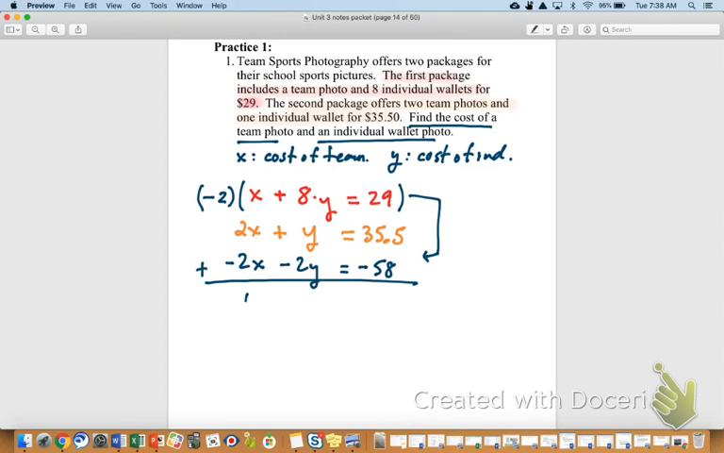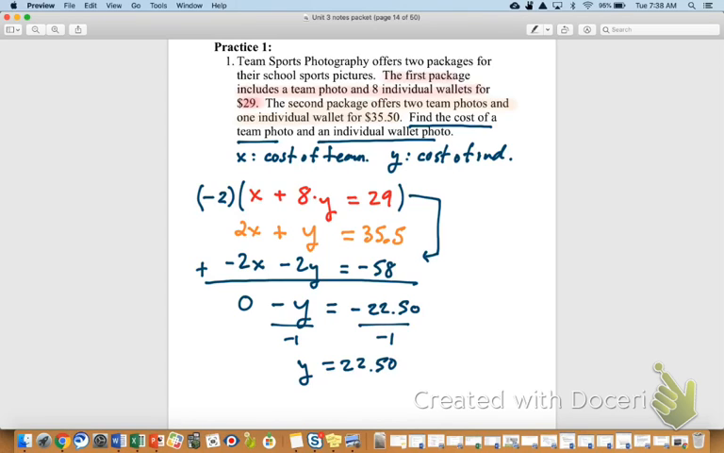The x's are eliminated, just giving me a 0. And when I add up the y's, I get -y. And when I add up the constants, I get -2250, I think. Yeah. Okay, so then I would divide everything through by -1. This would give me y equals $22.50. As I look at this, I realize I made a mistake.